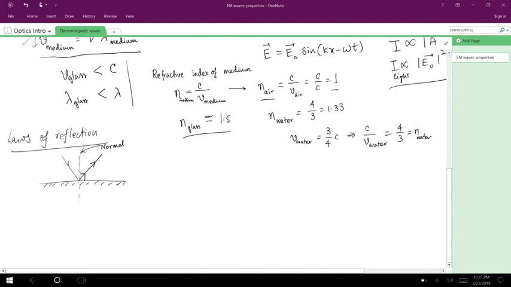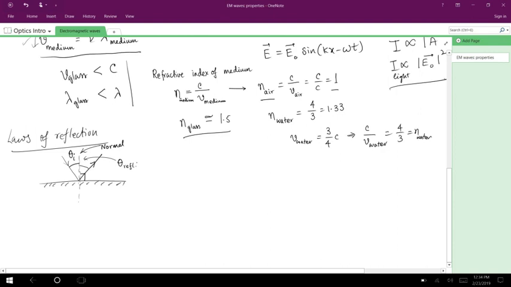Then the reflected ray of light looks like that. And then we can draw an angle like this. We'll call this the angle of incidence, the angle between the incident ray and the normal. And then we can also draw a different angle, the angle between the normal and the reflected ray. We'll call that theta reflected.